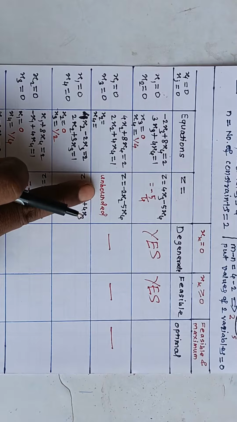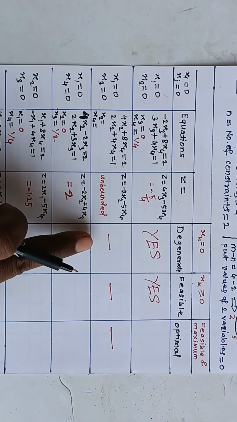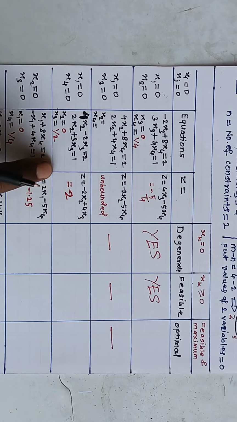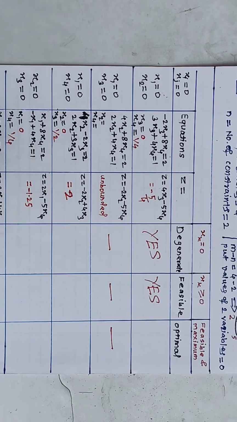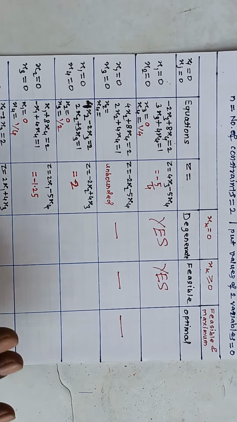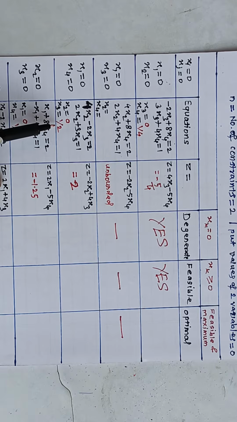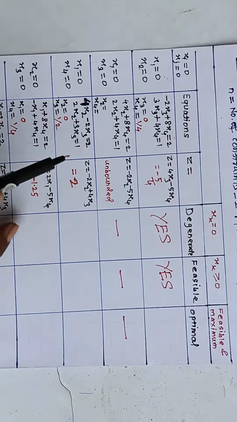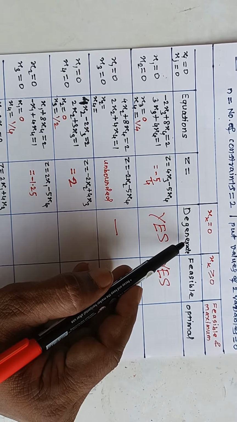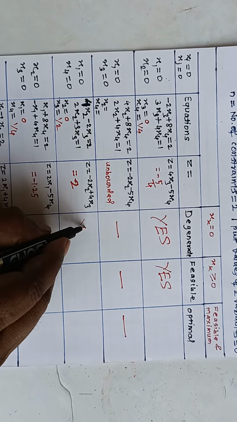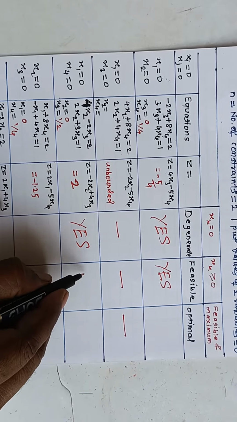Now this is unbounded. It is not required to know whether that solution is degenerate, feasible or optimal. Then the third step. Here x2 is 0 and x3 is half. x2 is 0, non-negative, x3 is half, which is positive. So it is feasible. And is it degenerate? Yes, it is degenerate due to this 0. So we can say yes, and here also yes.